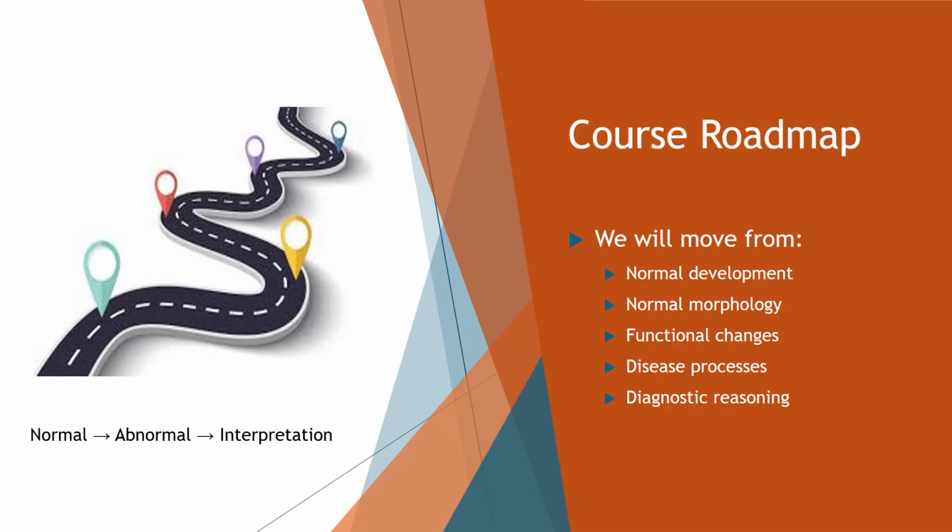Next, functional changes. What happens when the body is stressed, inflamed, infected, or compensating? Only after that do we move into disease processes. And finally, the goal, diagnostic reasoning. In other words, normal leads to abnormal, which leads to interpretation. That sequence is everything in hematology. If you ever feel lost during the semester, come back to this roadmap. Ask yourself, am I looking at development, response, or disease? Most confusion disappears once you place a finding somewhere along that pathway.